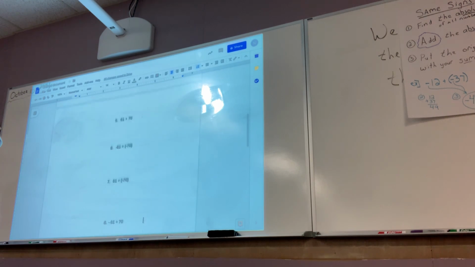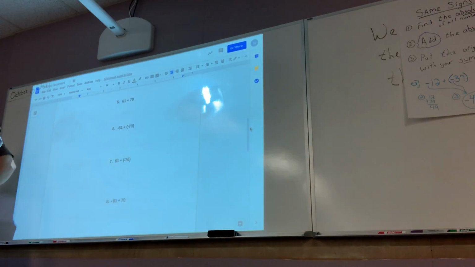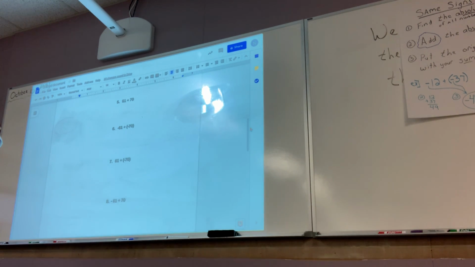I do not want you to use number lines. I want you to show work with absolute values. So again, we have 4 addition problems: 61 plus 70, negative 61 plus negative 70, 61 plus negative 70, negative 61 plus 70. You have a minute and a half. Go, on your warm-up page. Yep, still part of the warm-up. Show me the work with absolute values. Show me how you're doing this, that you know how to use the steps.